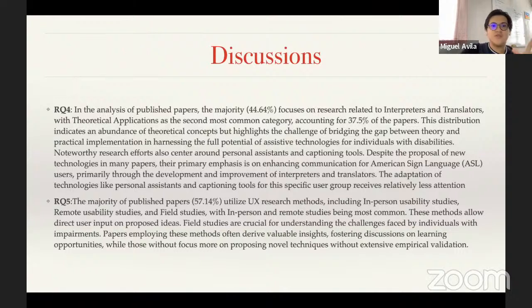And then, I'm sorry, I think we repeated the RQ4. I'm so sorry, it's the same as the RQ3, but let's talk about the RQ5. That is the UX research method.